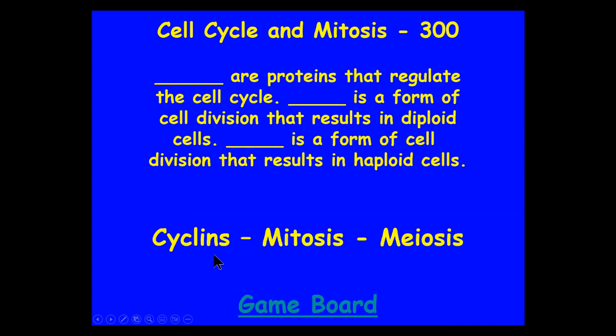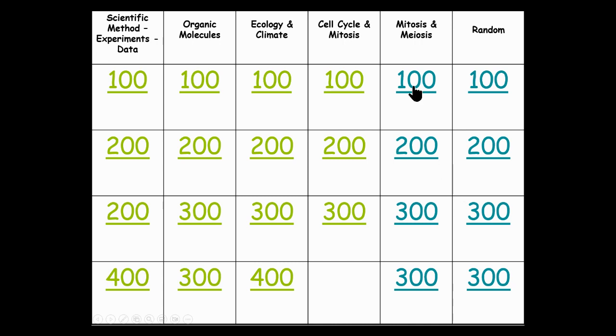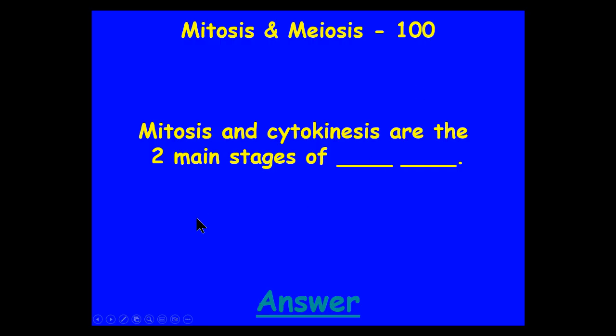Cyclins regulate the cell cycle: mitosis, body cells, diploid; meiosis, sex cells, haploid. All right, on to mitosis, which is 10-2, and meiosis, which is 11-4 in your book. Mitosis and cytokinesis are the 2 main stages of blank blank.